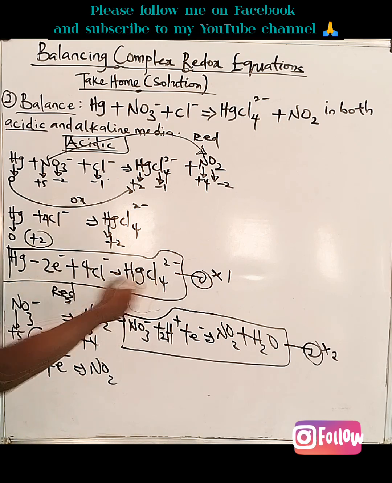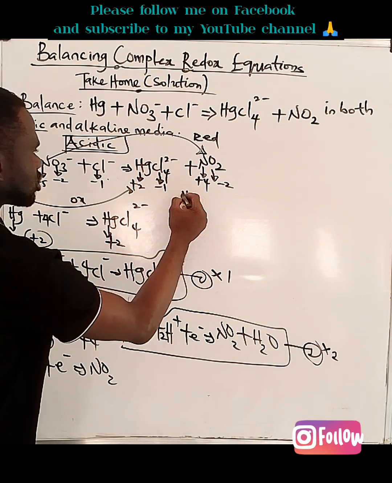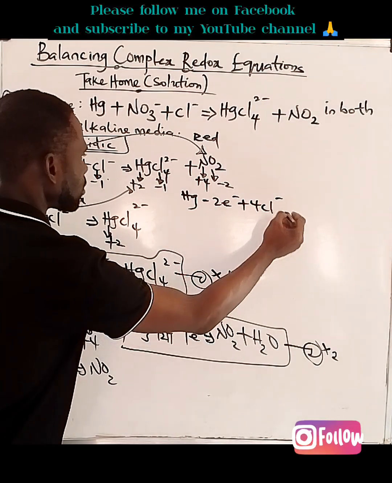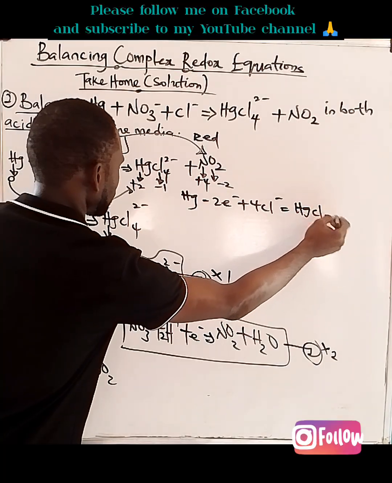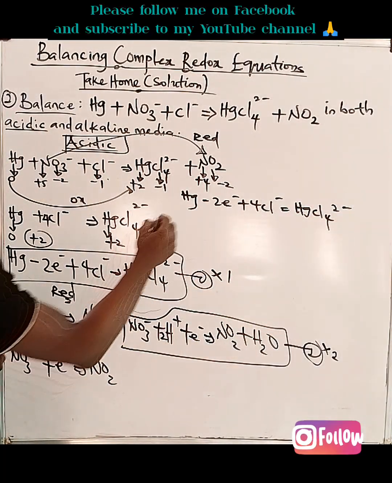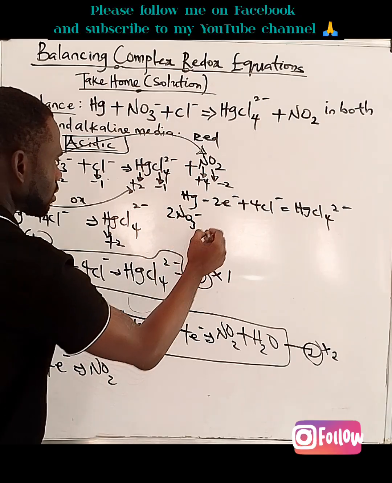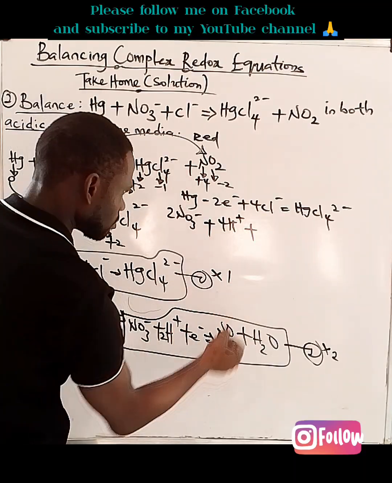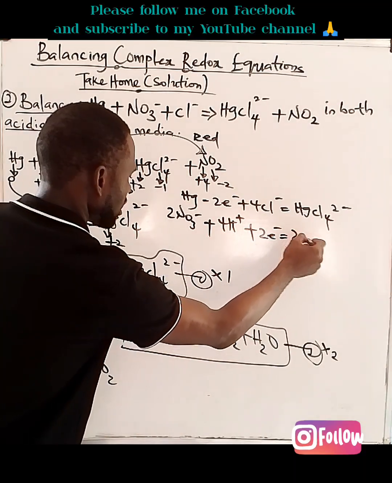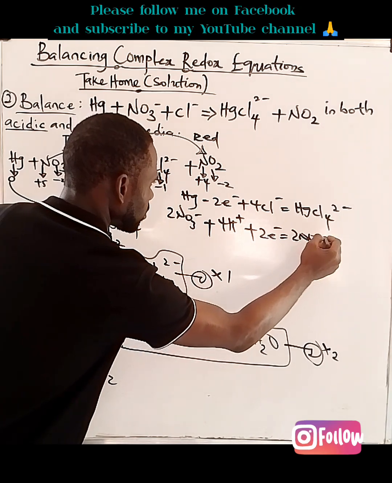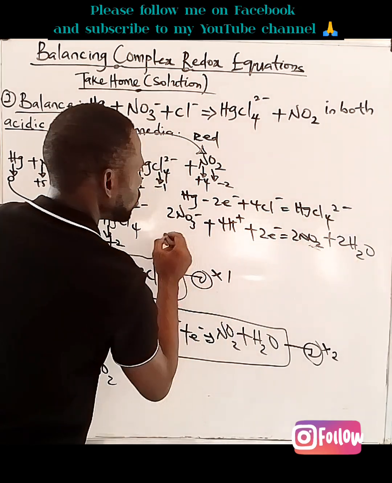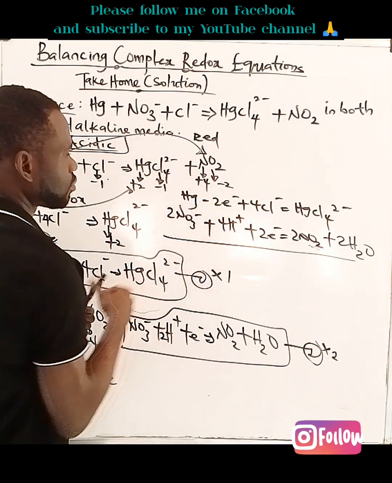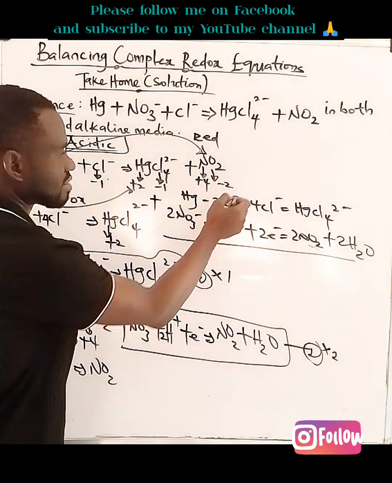So let's quickly do that. 1 times all this. Let's quickly bring it over to this place. That's Hg minus 2 electrons plus 4Cl minus, which will give us HgCl4 2 minus. 2 multiplies all this will give us 2NO3 minus, and then plus 4 hydrogen ion, then plus 2 electrons, which will give us 2NO2 plus 2 water molecules. So we're going to combine everything right away. So we have them all the same already. 2 electrons, 2 electrons. So we're going to add up. So when we add up, it takes out the electron.